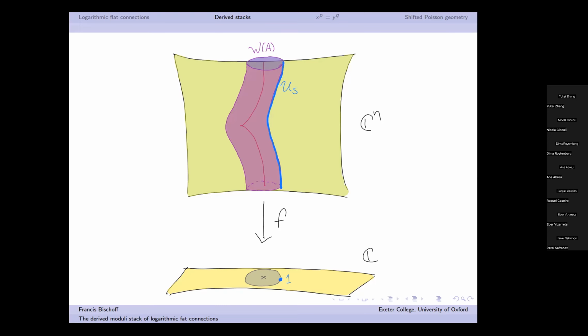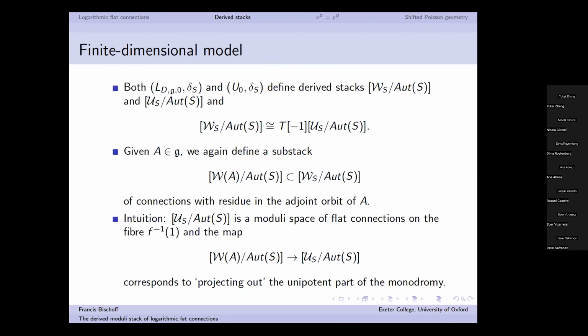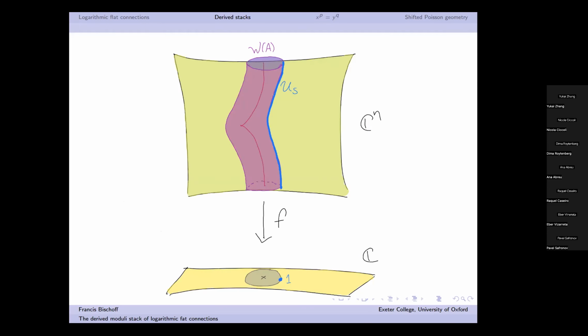And if we just look at a fiber above 1, we get this smooth hypersurface. And US is the moduli space of flat connections on that fiber. So the fact that WA is living in a tangent bundle, that's like we're adding the monodromy. And this induced projection map is just for getting the monodromy around that tubular neighborhood.